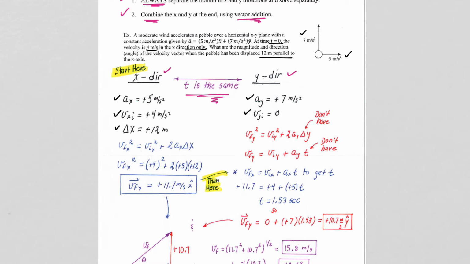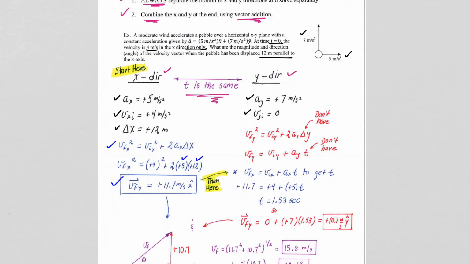In general, if you're not given time information in the problem, which we are not, I will try to use the third constant acceleration equation, v final squared equals v initial squared plus 2a delta x, which I do here in the x direction, to calculate the final velocity after the object has moved 12 meters in the x direction with an acceleration of plus 5. So we have our final velocity in the x direction. All right, so let's go over to the y direction.